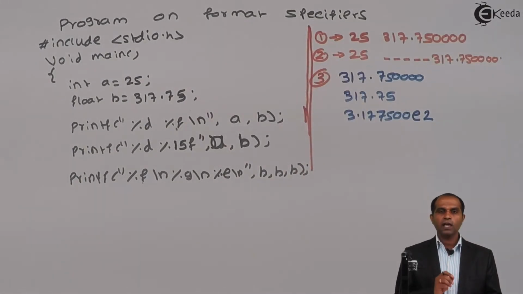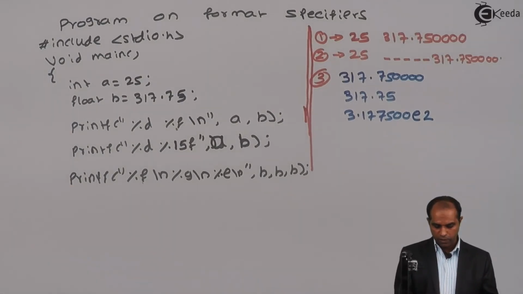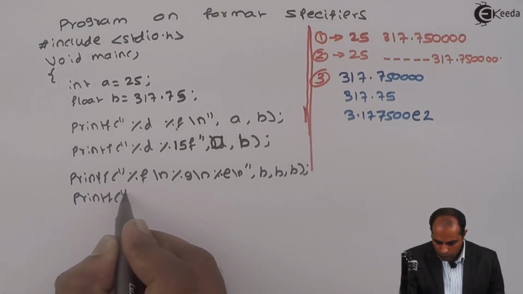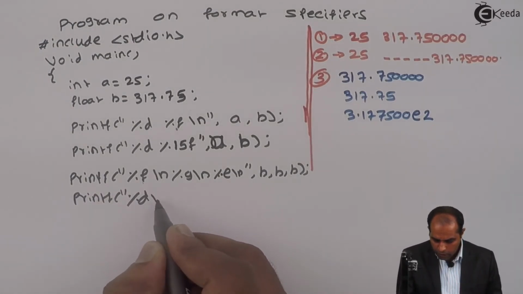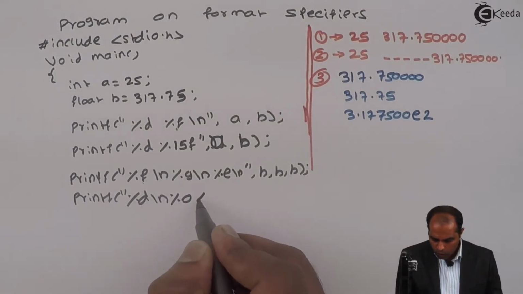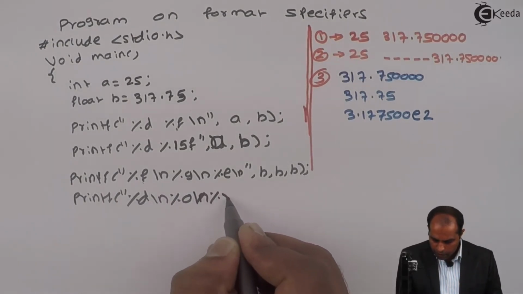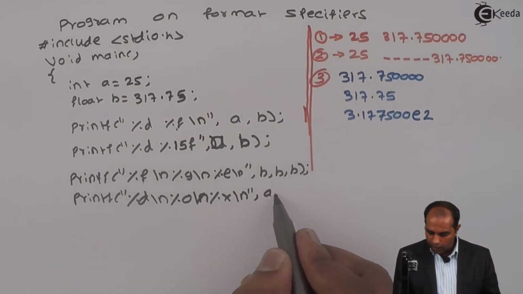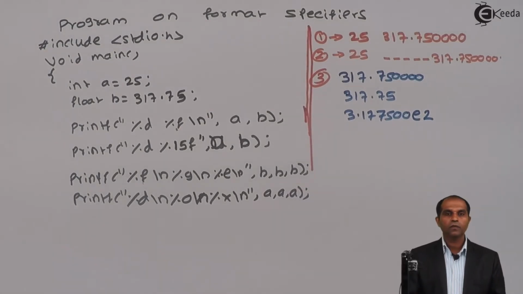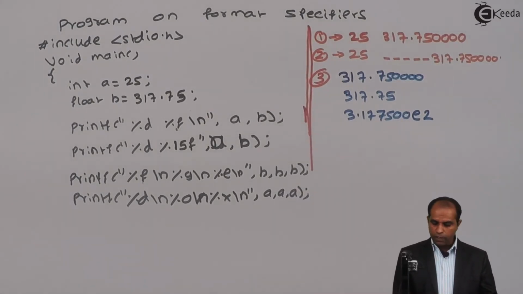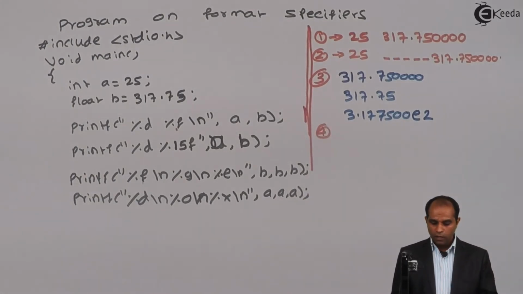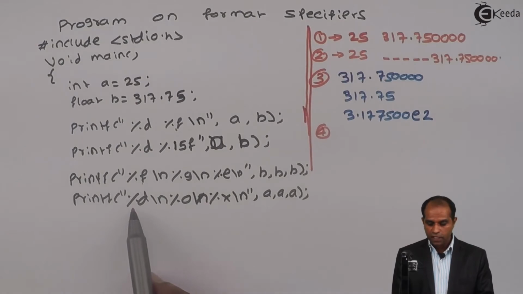Let's try one last printf for displaying the value of a with different specifications. So let's try this. I'll say printf "%d \n %o \n %x \n", comma, and in this case I'll print the value of a always. So what will be the output of these three cases? Let's try the fourth output. In the fourth output, %d says print the value of a.